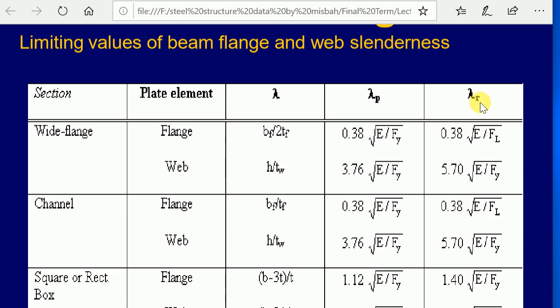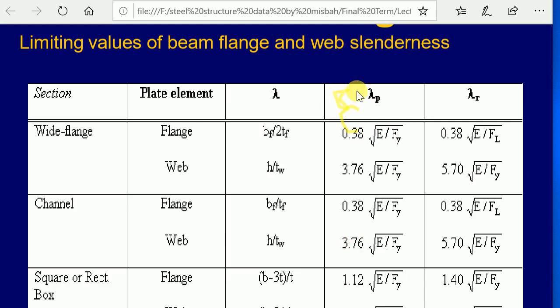Please watch that lecture. Okay, now very interesting, lambda p and lambda r: this 0.38, if you multiply it with root E, you get 65. So you can use 65 divided by root fy as well. Now let me show you. If you multiply root E with 0.38, you get this term in this fashion: 65 divided by root fy. Clear?